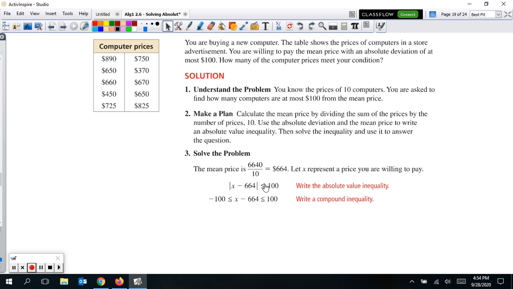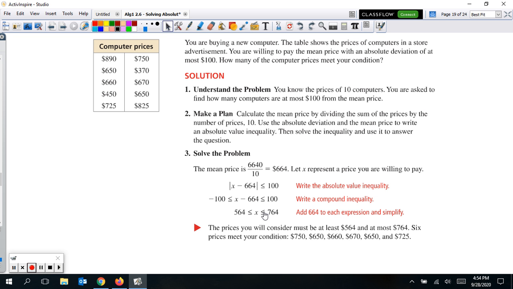So you have this written down, you're going to put that same symbol over here, less than, and then instead of 100, it's negative 100 here. We just need to add this 664 to both sides, and so it's going to give us our answer here of 564 to 764. So your range of what you would want to buy would be between those two. So there's, let's see, 1, 2, 3, 4, 5, 6 computers. It even says 6 prices meet this condition, because you're going to consider prices that are at least 564 and at the most 764. So there's 6 of those numbers up here that meet that condition.